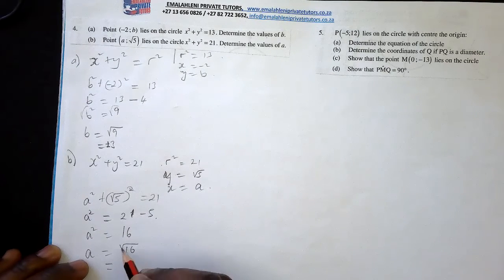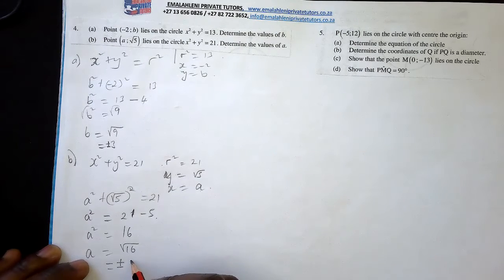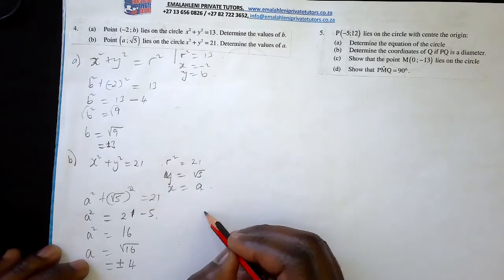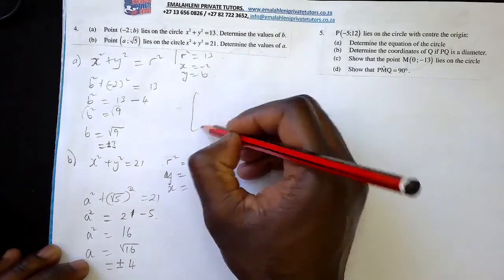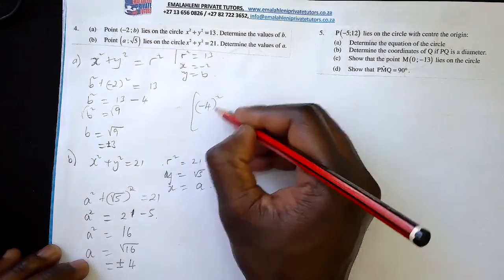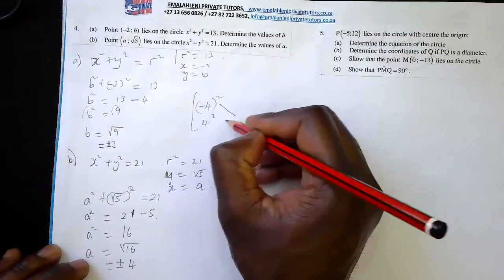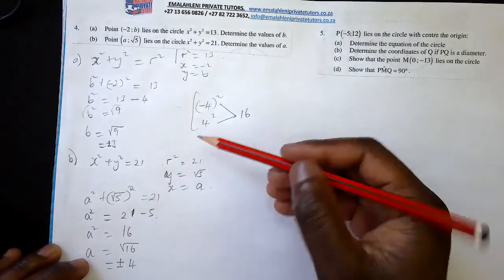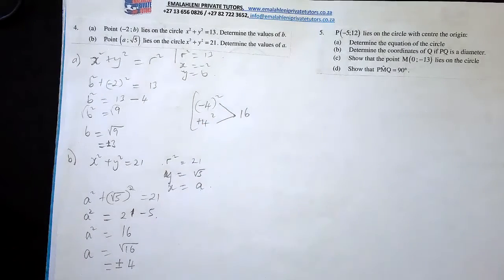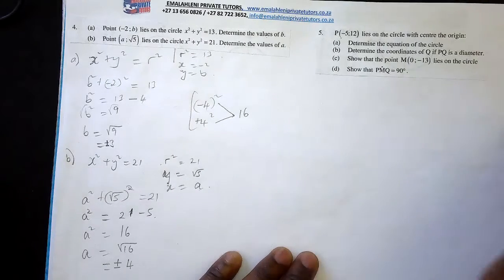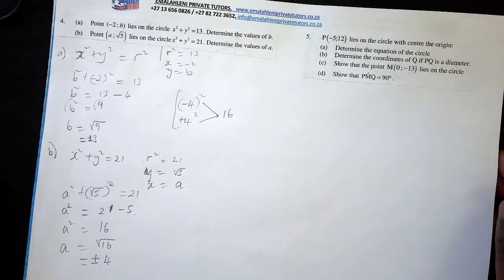Whenever you have root, you have to find 2 values, plus minus what? Plus minus 4. Why are we saying that? Because if we say minus 4 squared, we get the same answer, which is 16. That's why we are saying it has to be plus minus as your answer there. Okay, let's give us those values that they need. Now let's move on to the next one, which is the last one.